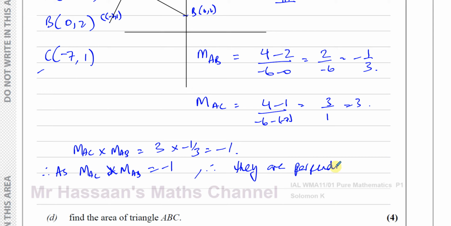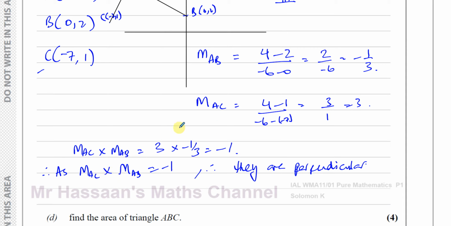You have to state a reason. You can't just leave it at that. Okay, they're negative reciprocals, therefore they're perpendicular. No, you have to state it. Show that when you multiply them, they get negative 1, and then state, as the product of their gradients is negative 1, they are perpendicular.